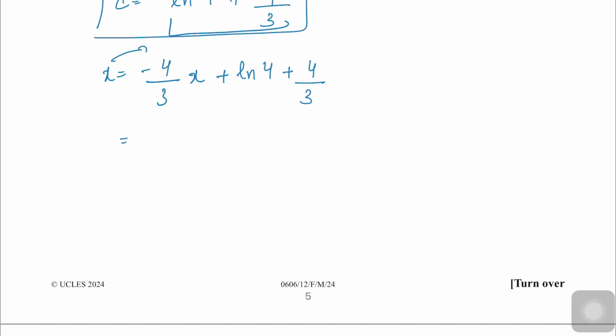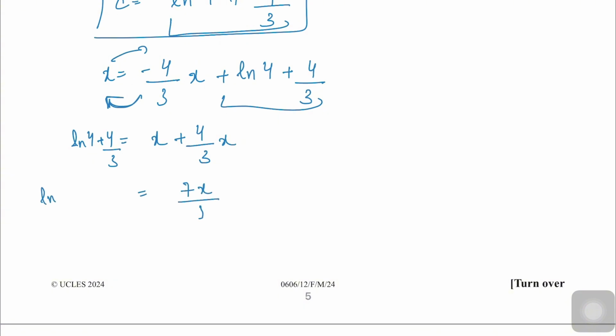Now let's move this x over there. So this would be x plus 4 over 3 x. This is moved over there and this would be here. So this would be ln 4 plus 4 over 3. We'll get our final x as 7x over 3 equals ln 4 plus 4 over 3. This 3 will be multiplied over there. So this would be 3 ln 4 plus 4 equals 7x.